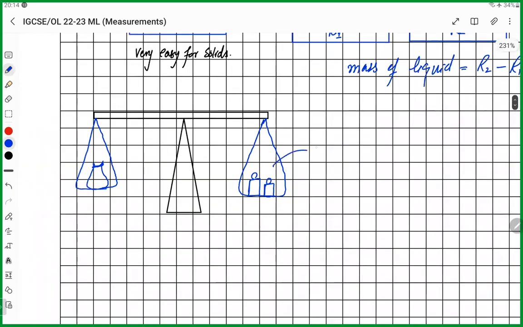Put known masses in the pan till the beam becomes horizontal. Like this is the unknown mass. We want to find the mass of this unknown mass. What we do is we put some known masses on the other side and wait for the beam to become balanced again. So when the beam becomes balanced, it means the mass on both sides is equal.